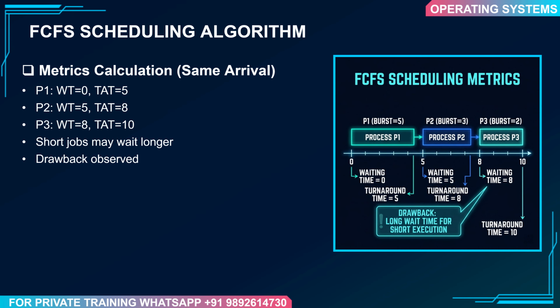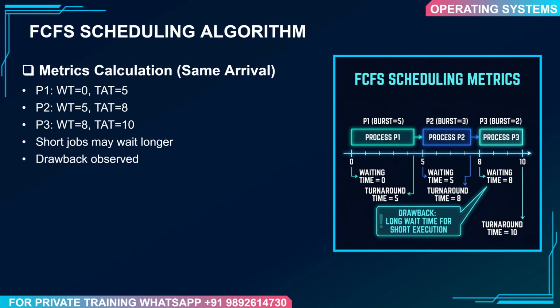For P1, since it starts immediately at time 0, its waiting time is 0. Its turnaround time is 5 because it finishes at time 5. For P2, it has to wait until P1 finishes. So its waiting time is 5. It starts at 5 and finishes at 8. So its turnaround time is 8 minus its arrival time.